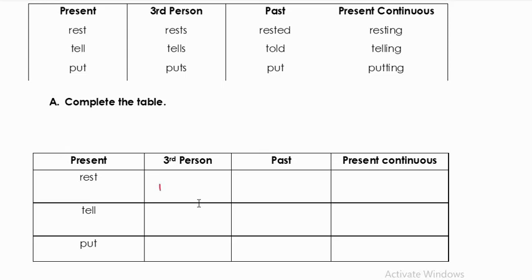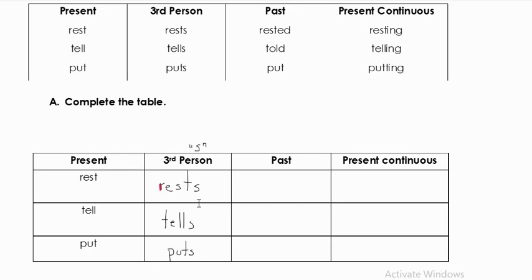We are going to say rests. Let me take my black color. Rests. I'm going to do it with the script letter. Okay, remember that when we say third person, it's because we are talking in present, and the verb tense is only with the pronouns he, she, and it. Okay? Tells and puts.